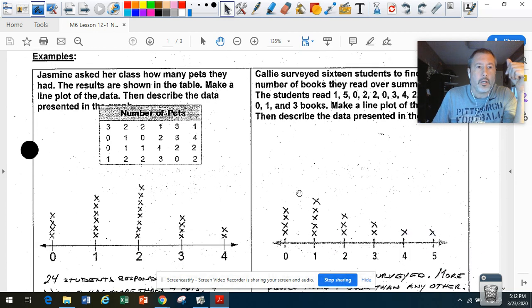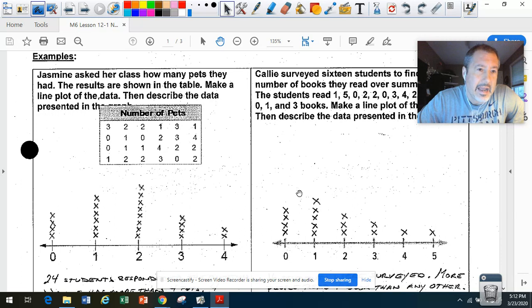Okay, so it says, Jasmine asked her class how many pets they had. The results are shown in the table. Make a line plot of the data. Then describe the data presented in the graph. So basically what we're doing here is we're saying, okay, Jasmine asked her class, how many pets does each person have? So if we take a look here, we take all this data.